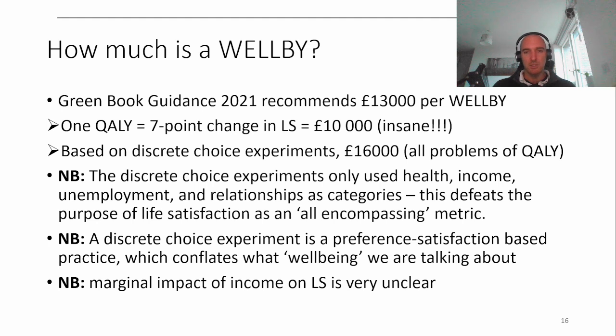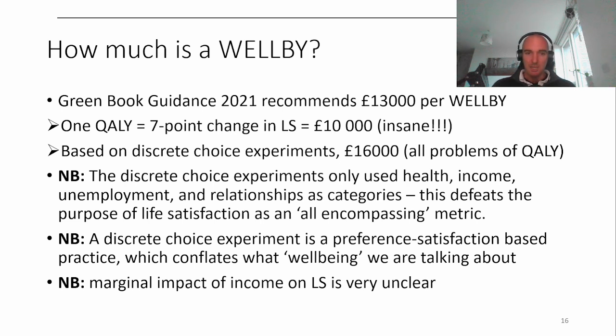Now, supposedly these discrete choice experiments suggested that the value of one point of life satisfaction for a year to the respondents in this experiment was £16,000. I don't think these respondents were a representative sample of the UK, but we can leave that problem aside. The bigger issue is that these discrete choice experiments only did comparisons between health, income, unemployment, relationships, and life satisfaction. So the whole idea that life satisfaction is a measure of all things considered is thrown out the window here. The only things that are considered are health, income, unemployment, and relationships.